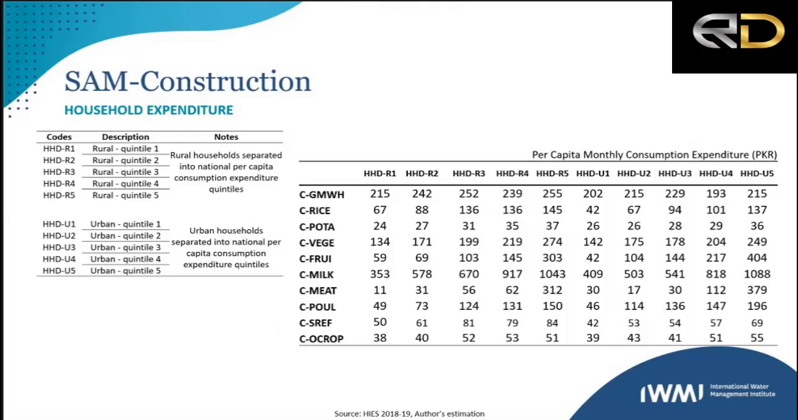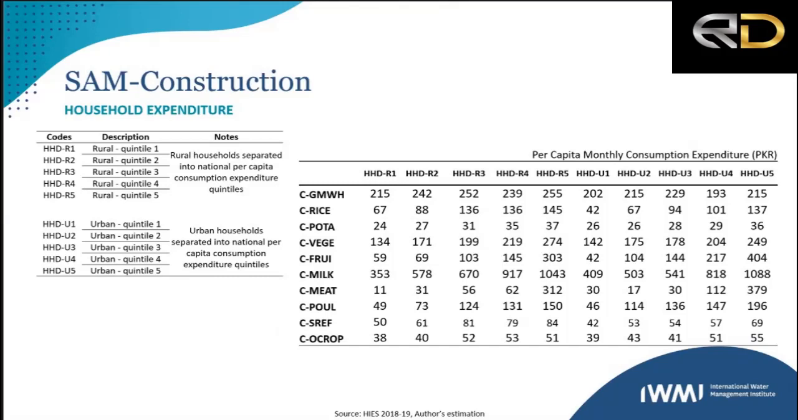Meat is far less consumed in terms of expenditures than the other ones above it. Compared to milk, it's minuscule. Poultry grows quite a bit, but there's still not that much there. Sugar, SREF is sugar, and other crops tend to grow some. So this picture of households to me makes sense. This is what we're going to use.